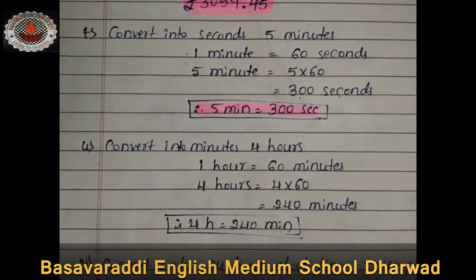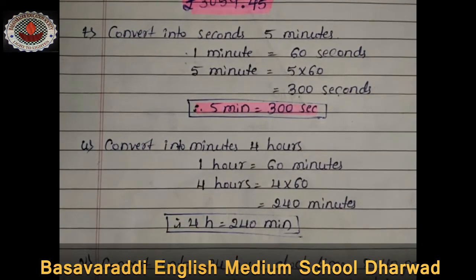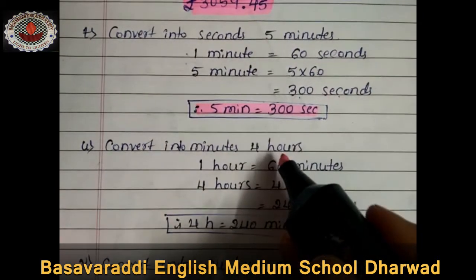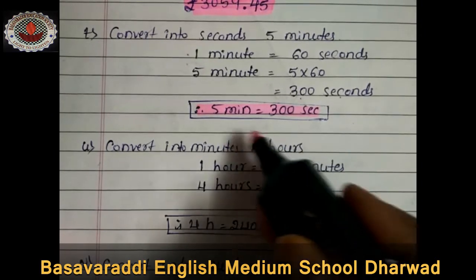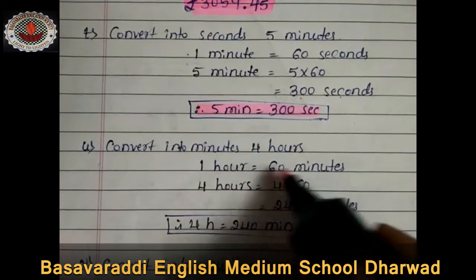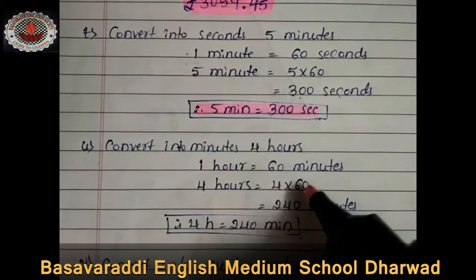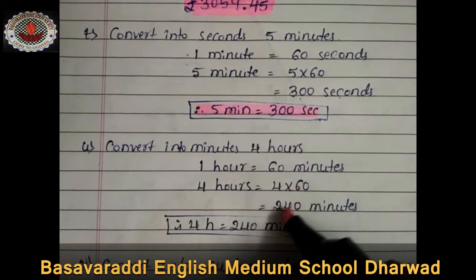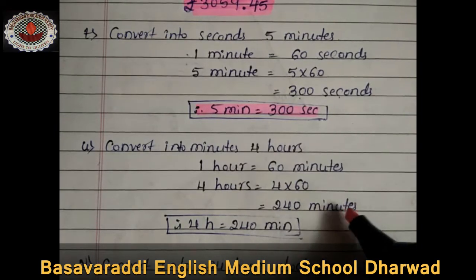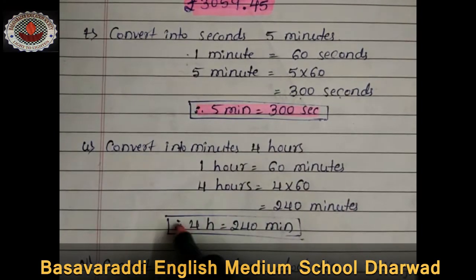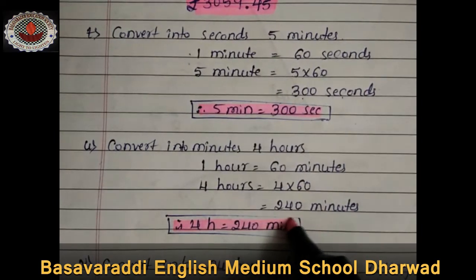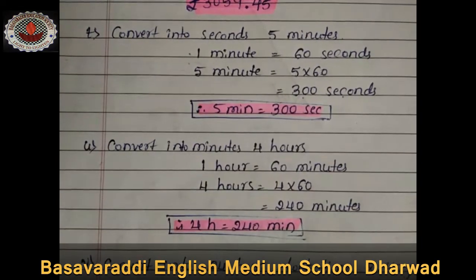Next, U question, convert into minutes. So we convert hours into minutes. So 1 hour is equal to 60 minutes. 4 hours is equal to 4 into 60. After multiplication we get 240 minutes. So the last answer is 4 hours is equal to 240 minutes.